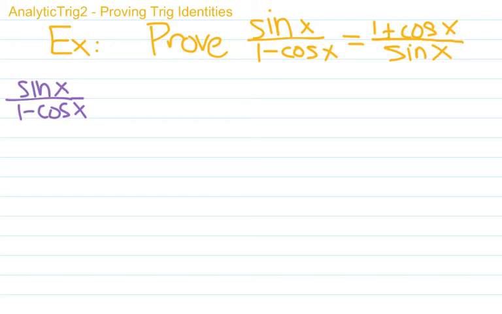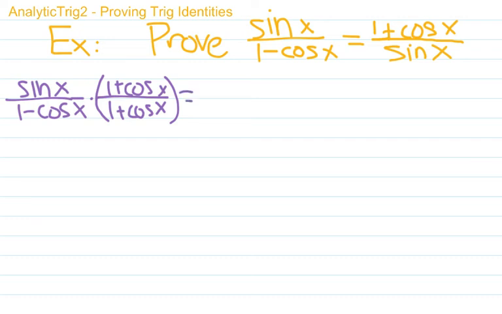But when we see something like 1 minus cosine x or 1 plus cosine x, it gives me the hint that maybe I should use difference of two squares. So what I'm going to do here is multiply by 1 plus cosine x, top and bottom, 1 plus cosine x, which this whole thing is just 1. Okay, so that's a legal step to take.